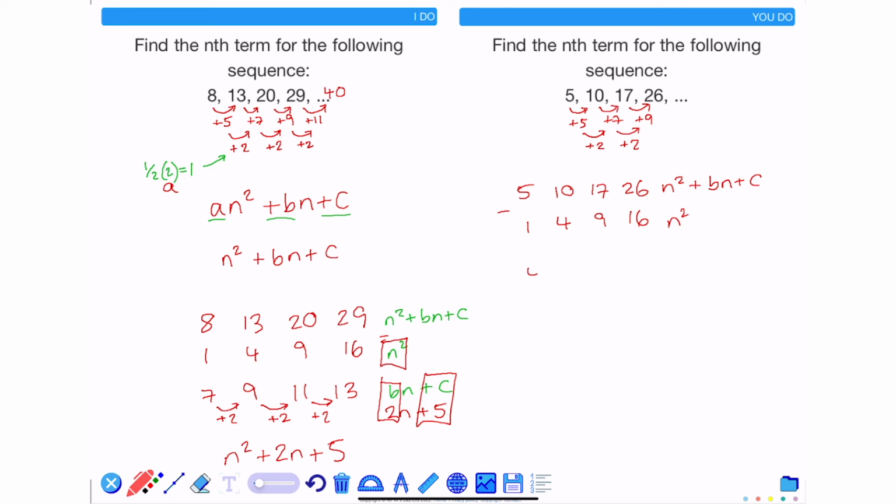Taking these away gives me 4, 6, 8, and 10. And looking at the rules, this would leave me bn plus c. This sequence is going up by 2. So it's based on 2n, and it's the 2 times table shifted by plus 2. That means that my sequence is n squared plus 2n plus 2.